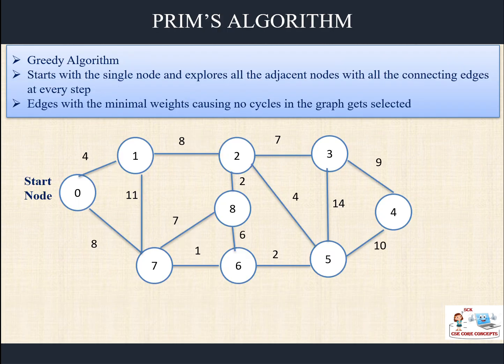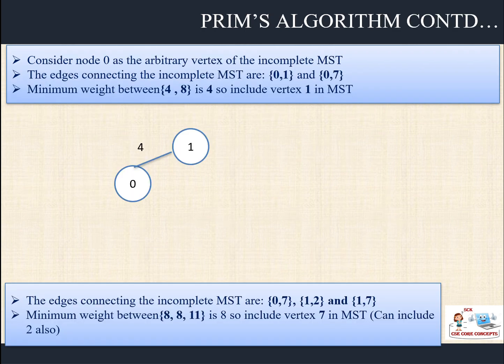Who are my neighbors of node 7? Let's go back and find out. 8, 6, 0 and 1. 7 has 4 neighbors, 8, 6, 0 and 1. Now 0 and 1 have already been used, so I am going to talk about 6 and 8 only.